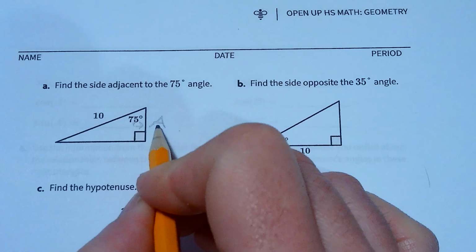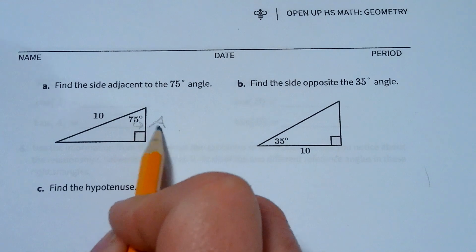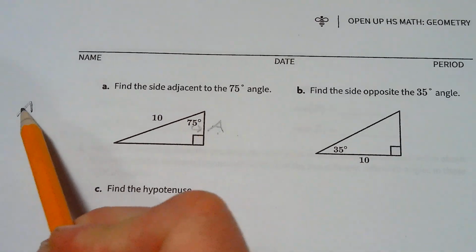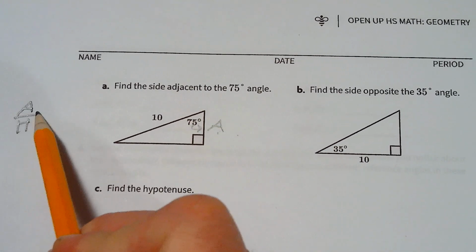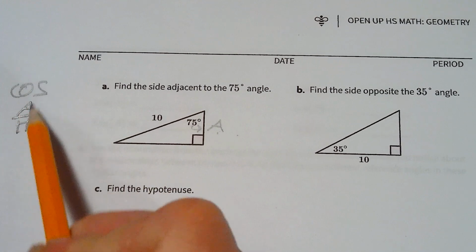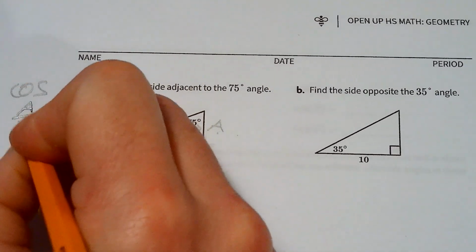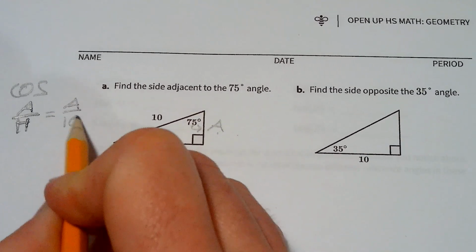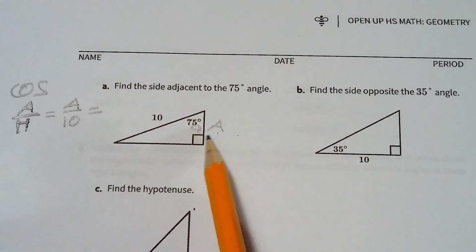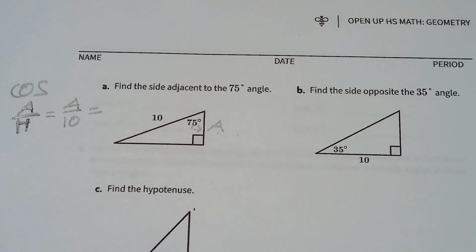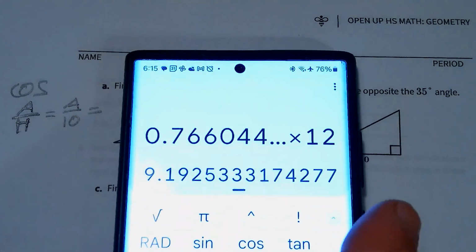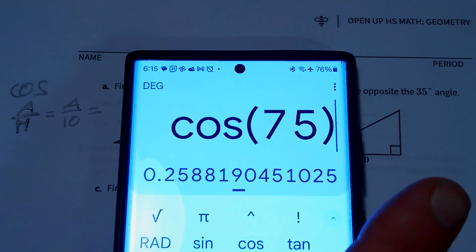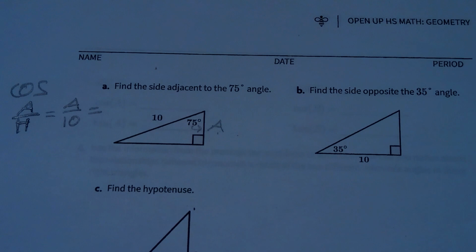Now, we know that we call the cosine ratio the adjacent over the hypotenuse. Cosine is adjacent over hypotenuse. That's supposed to be an H. And in this case, we don't know A, but we do know the 10. But let's find the cosine of 75. Help us out, oh giant computer. 0.25, 0.26.